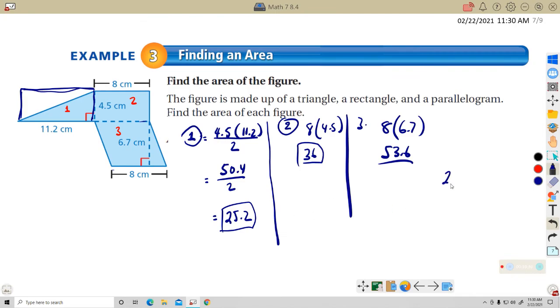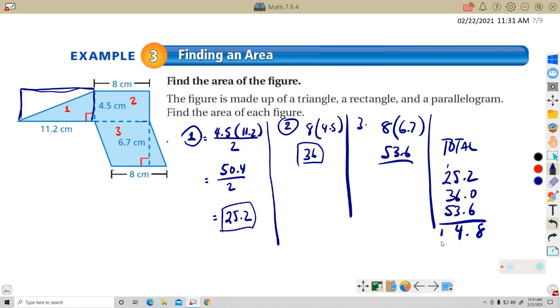Okay, now I need to add all these together. So total: 25.2, 36.0, and 53.6. I have 9 and 5 is 14, so 4 carry the 1. 1, 2, and 3 is 6. 6 and 5 is 11. So it looks like it's going to be 114.8 square centimeters.